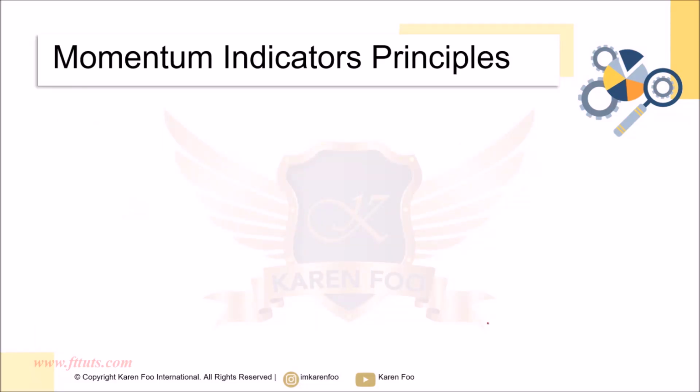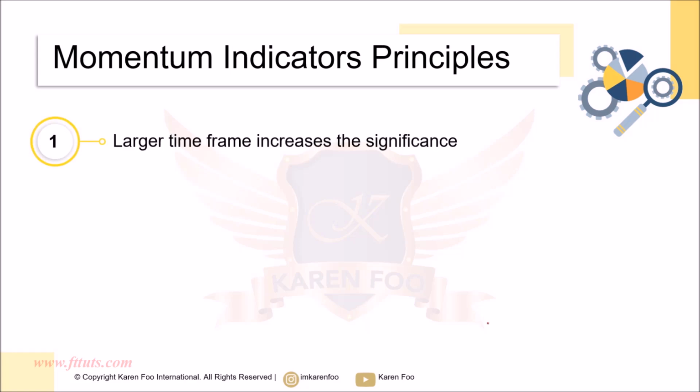So some of the momentum indicator principles you need to take note of. Number one, larger time frame increases the significance. So for example, if you see an overbought pattern in a monthly time frame as compared to an hourly time frame, which one do you think is more significant? The chance of reversal after the overbought signal would be higher in the monthly time frame as compared to the hourly time frame. Basically, the higher the time frame, the higher the chance that the signal is going to work out.